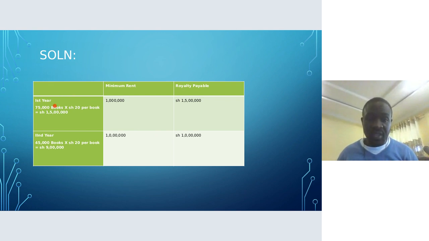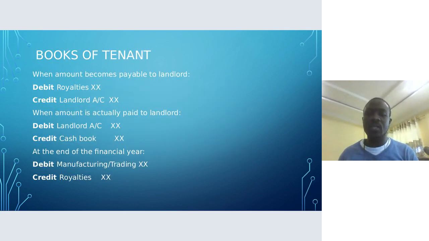So in the first year, we multiply 75,000 times the 20 shillings per book. That gives us 1,500,000. Remember, the minimum rent is 1 million. So the royalty payable will be 1,500,000. In our second case, because the royalty due is 900,000, what we will pay is just the minimum rent, which is 1 million. So that is how we go about it.